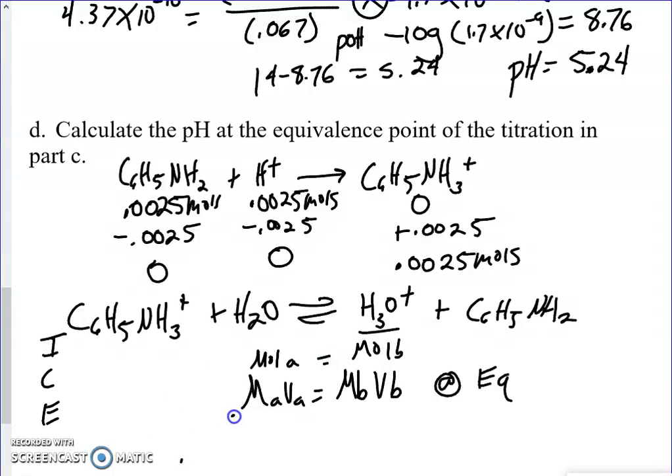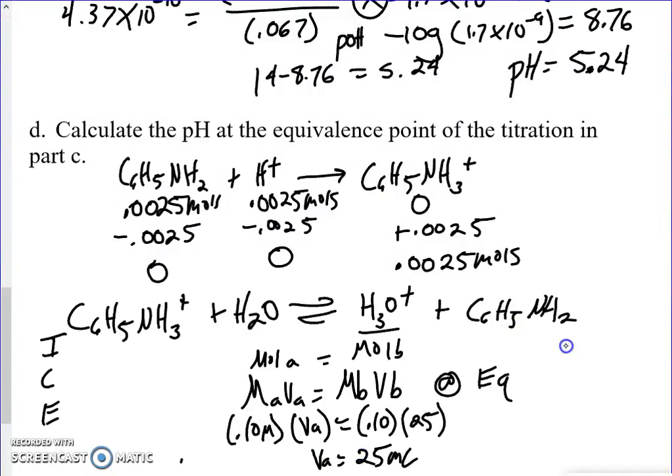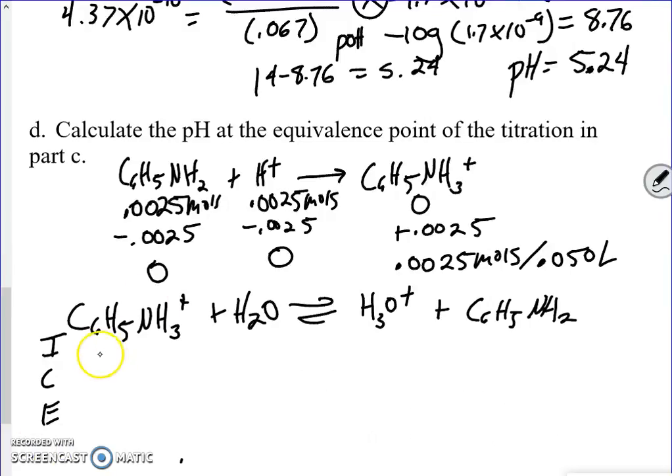So the acid was hydrochloric acid. We knew it was 0.01 molar. We're trying to figure out the volume we added. We started out with a molarity of 0.01, and we had 25 milliliters. So if I solve this out, the volume of the acid was also 25 milliliters, which means I have a total of 50 milliliters in this solution. So I'm going to take this mole value and divide it by 0.050 liters. And that's going to give us a molarity of 0.050 molar.